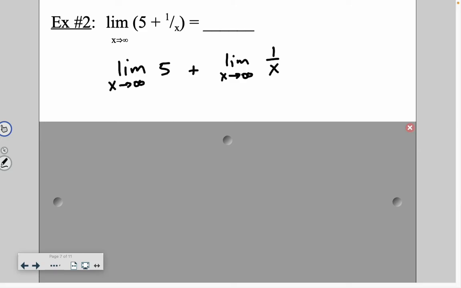Any constant is just a horizontal line. It's always 5 or 2 or whatever the number is. So the limit of this first part is 5, plus, we just talked about this, what's the limit as x goes to infinity of 1 over x? 0. 5 plus 0, 5. There's your answer. No graph needed. Okay? Like I said, you don't need to write this out. I did just a conceptual idea.